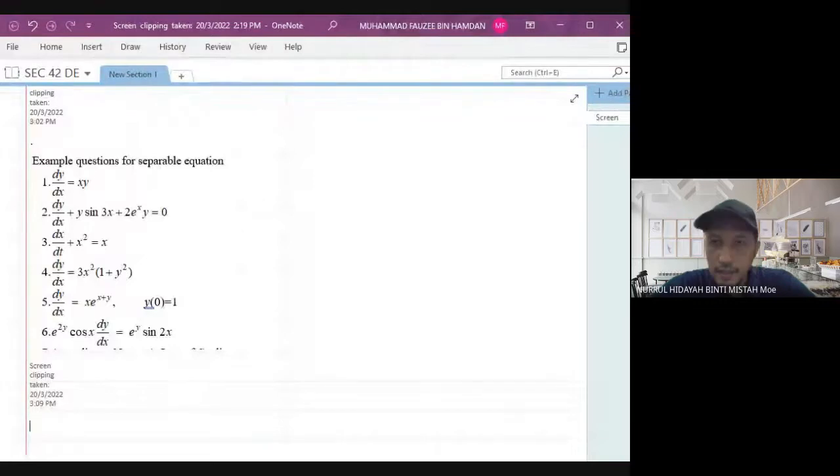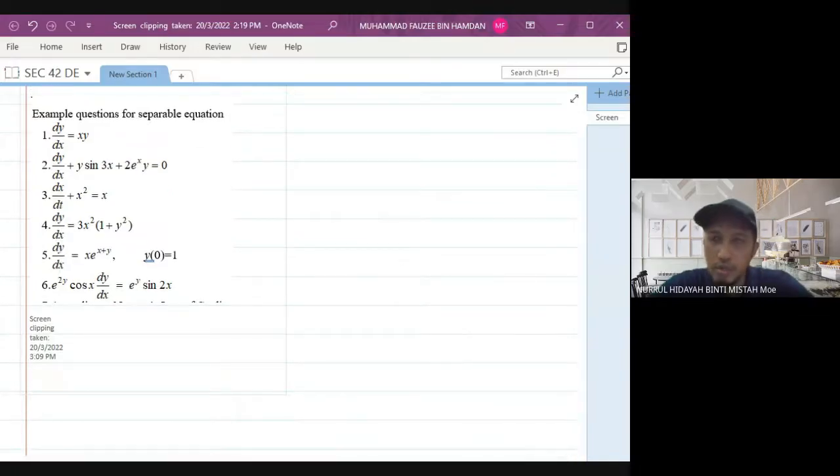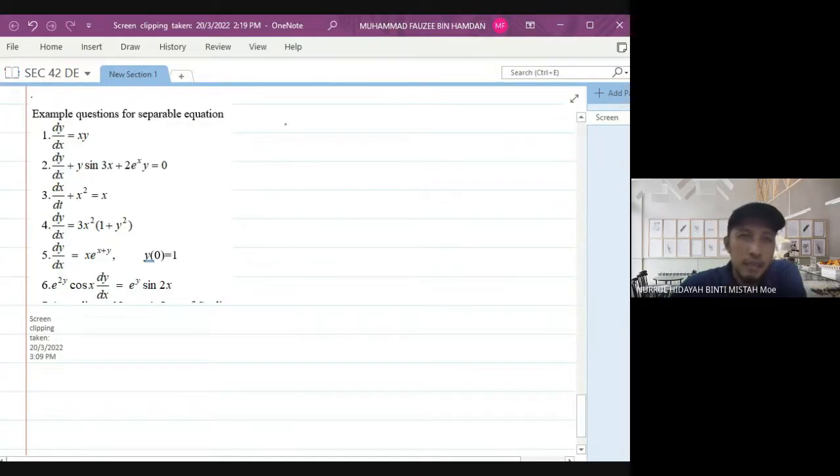Okay. Can you see the screen? The example. Can you see the example question? Okay. We try to solve this together one by one, maybe if we have time. Okay. We try the first one.